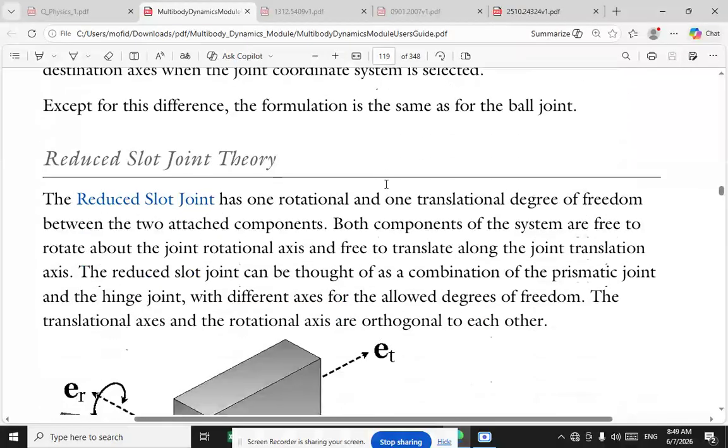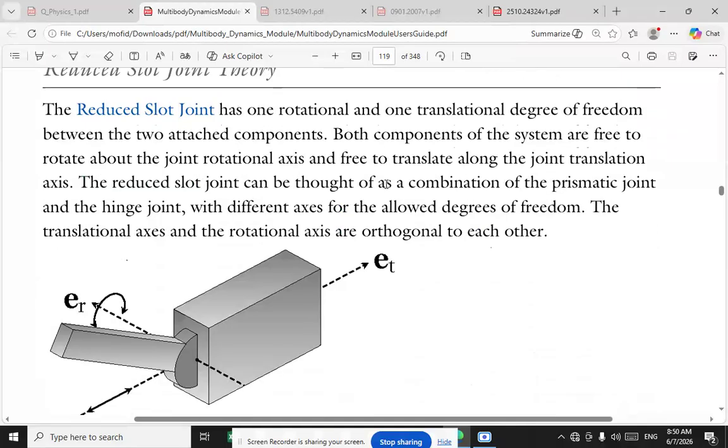Now I want to go through the reduced slot joint theory. The reduced slot joint has one rotational and one translation degree of freedom between the two attached components. So both components of the system are free to rotate about the joint rotational axis and free to translate along the joint translation axis. The reduced slot joint can be thought of as a combination of the prismatic joint and the hinge joint with different axes for the allowed degrees of freedom. The translational axis and the rotational axis are orthogonal to each other.